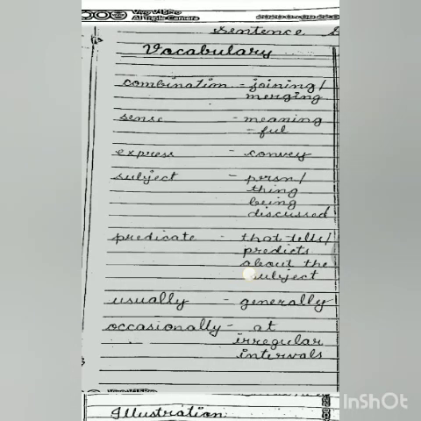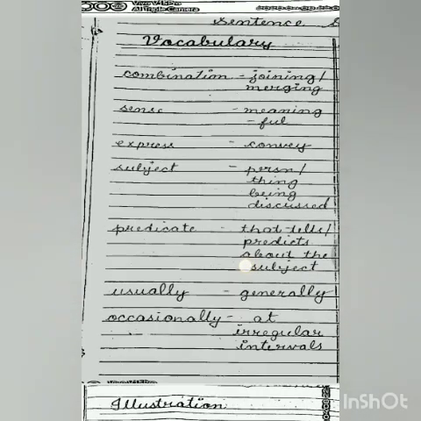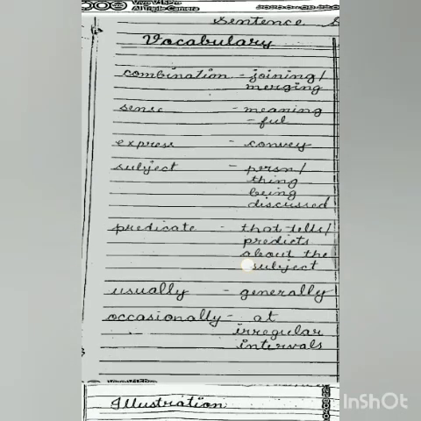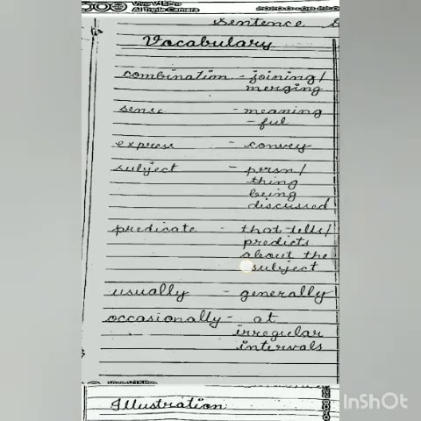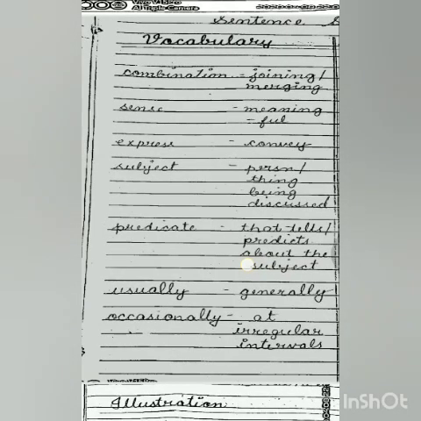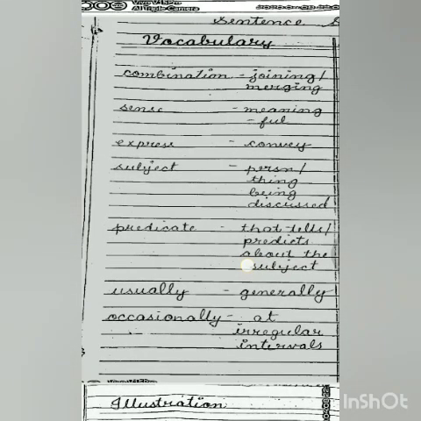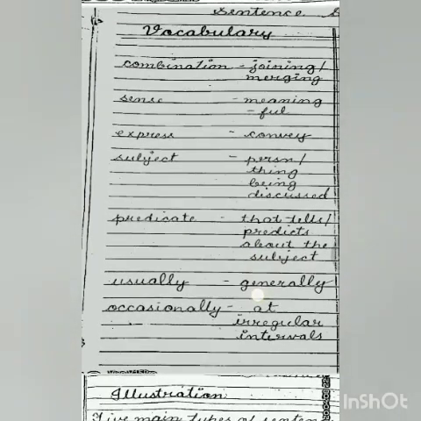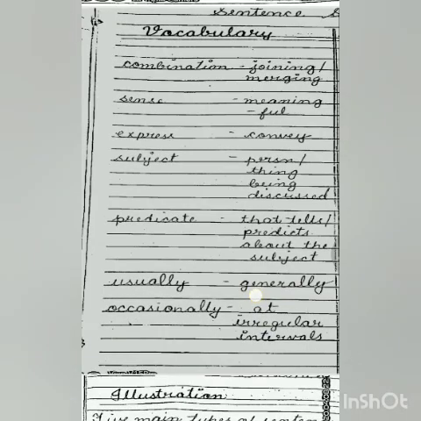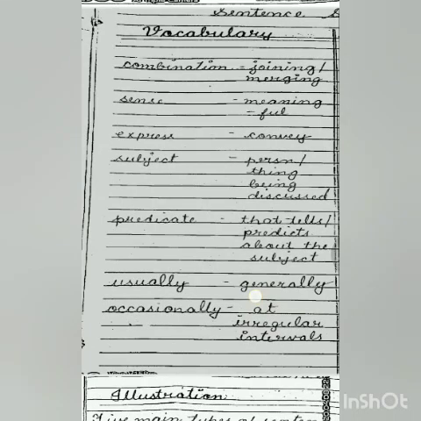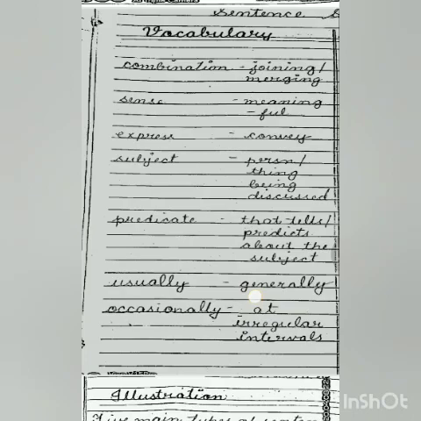Second one, we have seen sense. That makes a complete sense. Sense means meaningful. It should make some meaning. Express. Express means to convey, to tell, to express your feelings. Subject. Already we have seen 2 or 3 times that subject is the person or thing that we discuss about in a sentence. And what is predicate? Predicate predicts or tells about the subject.